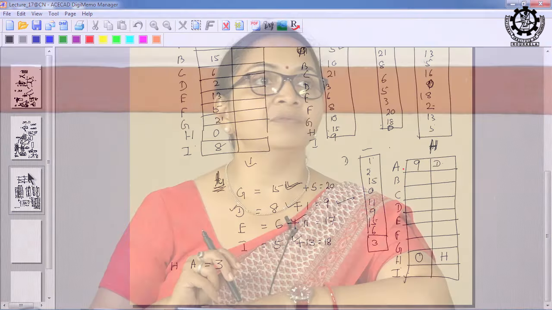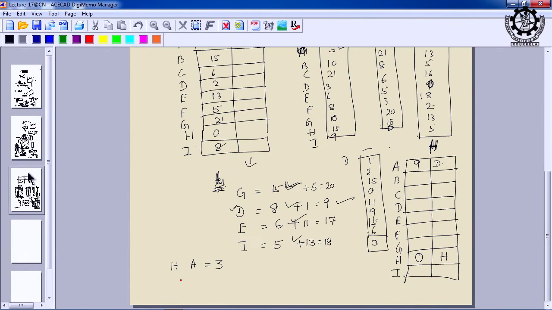Anybody who could find it for B? I am sorry, 7. So, H to B new value is 7. Let us see. If H goes via G, this is 15, and in G stable it is 10, right. So, this is equal to 25 if it goes via G. If it goes via D, then value is 8. And in the D stable, what is the value for B? It is 2. 8 plus 2 is 10.